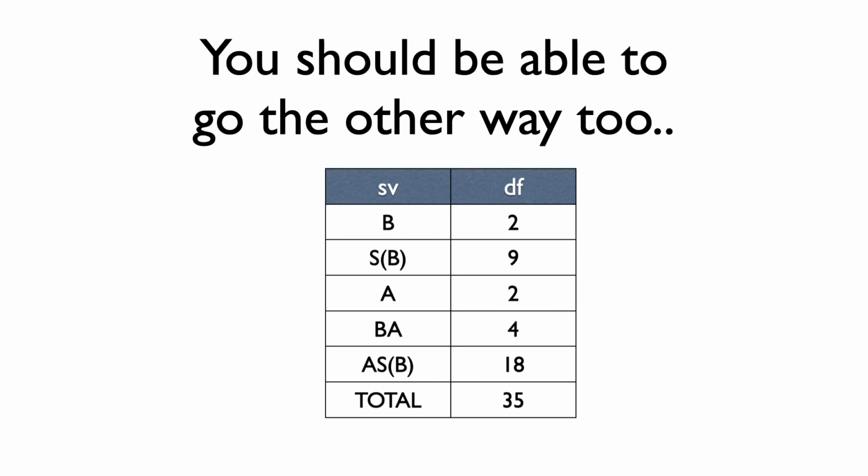Almost done. Finally, how many subjects are there per group? Well, there's a couple ways to figure this out. We have 35 degrees of freedom. So we have big N equals 36. We have 9 cells. 9 times 4 is 36. N equals 4.